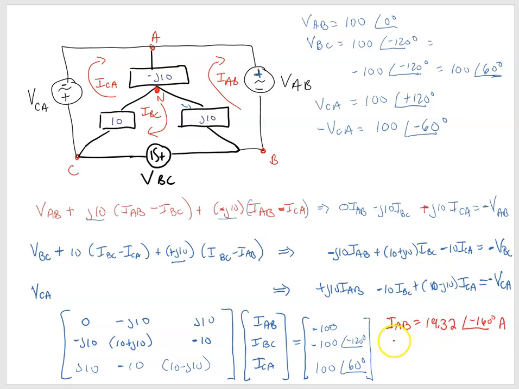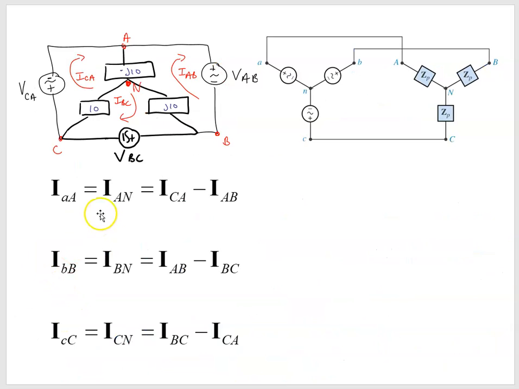And we'll assume RMS, our IBC, that's equal to 10 angle negative 90 degrees amps, and our ICA is equal to 0. So we want to go back and use that to solve for IAA, which then is our IAN. Let's make sure those are correct.